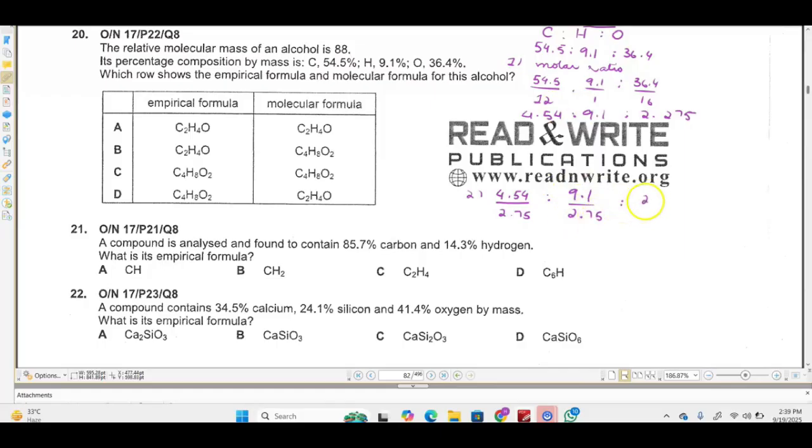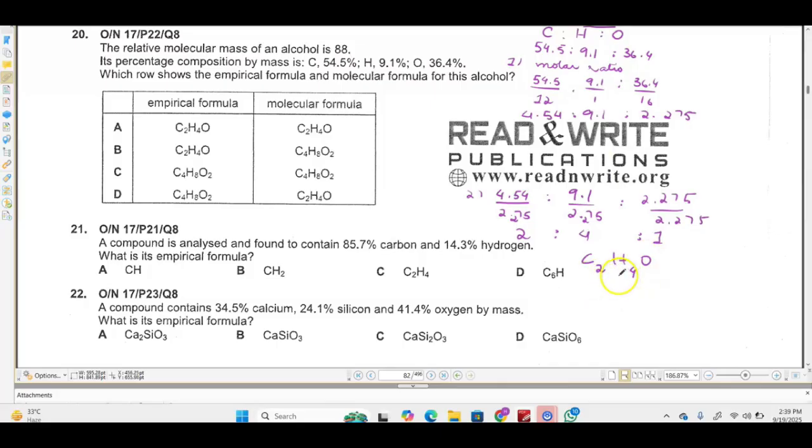Okay, and then 2.275 by 2.275. So over here we are going to get 2. Over here we are going to get 4, and obviously over here we are going to get 1. So once we have these ratios, we can simply form our empirical formula. For carbon, the ratio is 2, for hydrogen it's 4, and for oxygen it's 1.